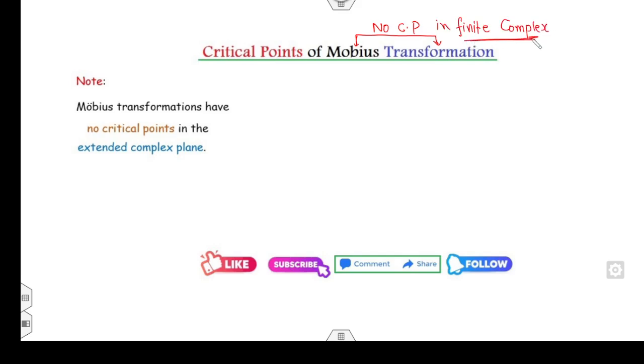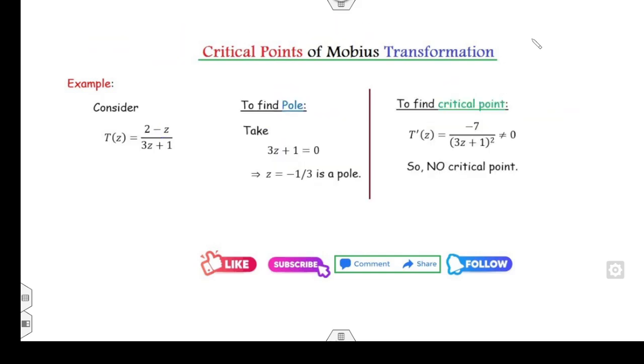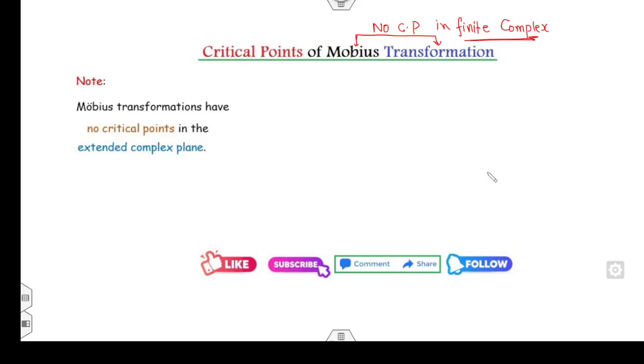Fine. And we have seen various examples as well. Every time we have obtained no critical point. But a Mobius transformation has no critical point in the finite complex plane. If you have the extended complex plane, then it is possible that z equal to infinity or some other point is a critical point.